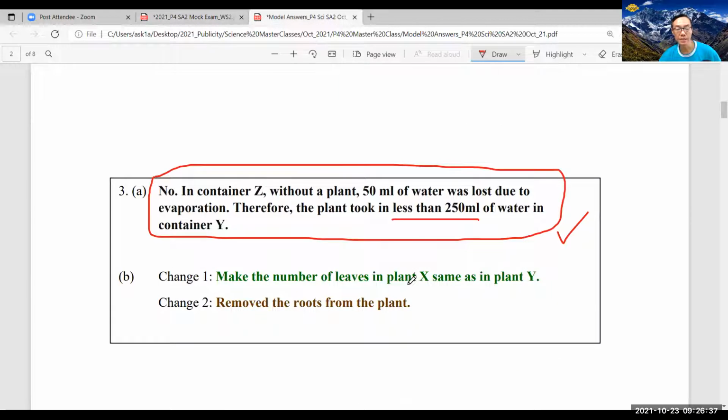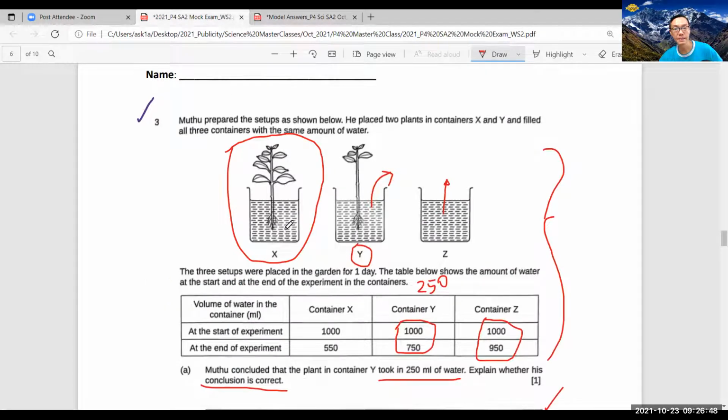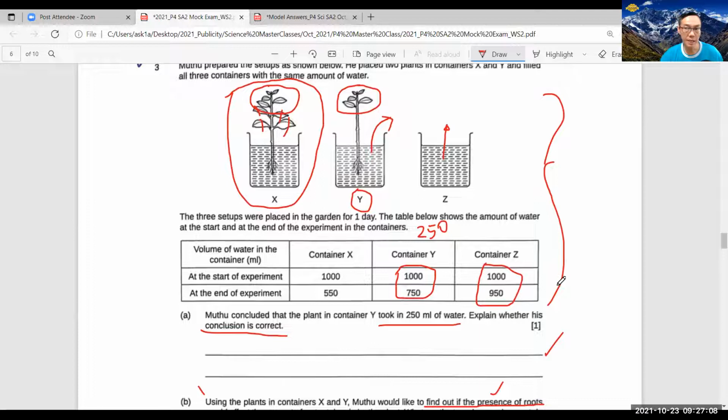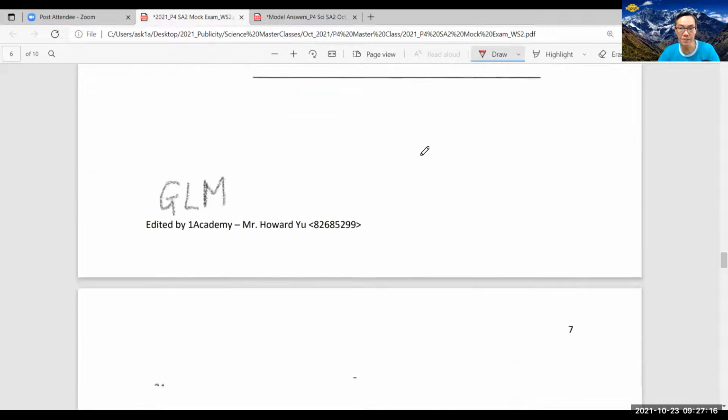So once again, this answer: he should make the number of leaves in plant X the same as that in plant Y. Number 2, remove the roots from the plant here. So number 1, you make the same number of leaves. So remove these leaves so that the amount of leaves here is the same as this. And secondly, because you want to test the presence of roots, in your experimental setup one must have roots, the other without roots, whereas the other variables remain the same. Okay, good. Let's move on to the next question.